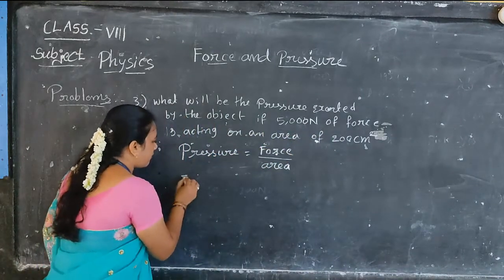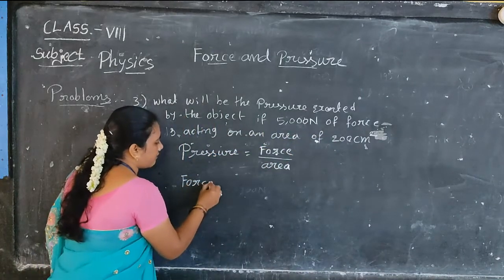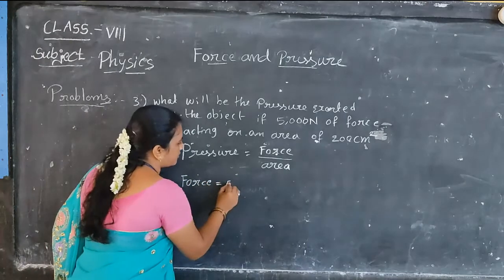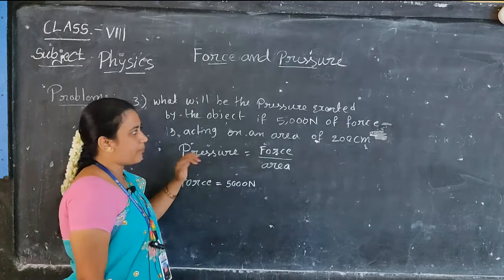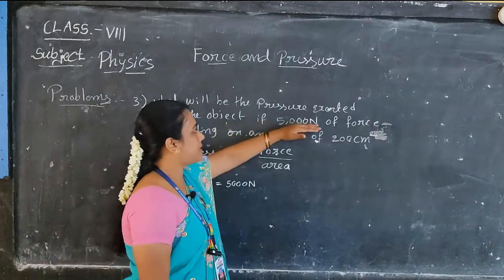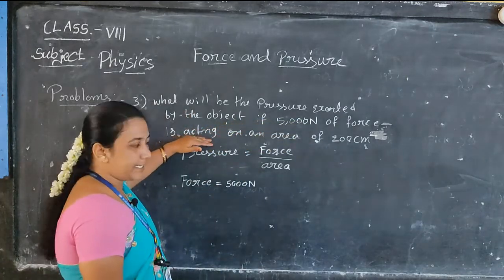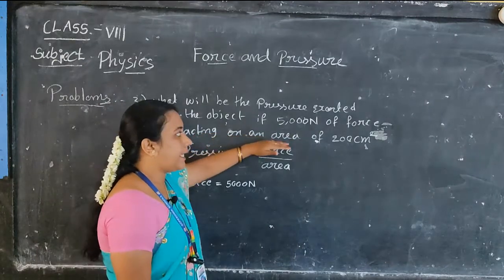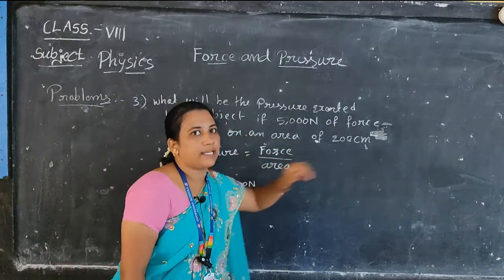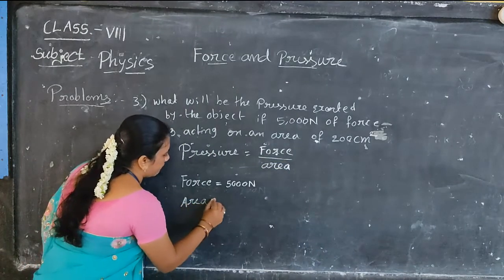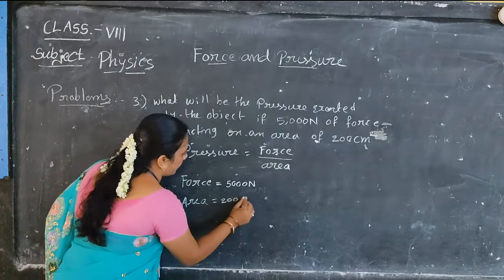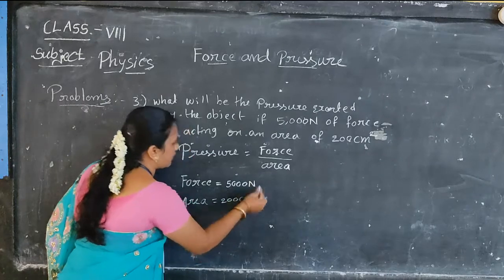What is given? The object exerts pressure if 5000 Newton of force is acting. What is the value of force given here? 5000 newtons. So 5000 newtons of force is acting on an area of 200 centimeter square. So area is equal to 200 centimeter square.